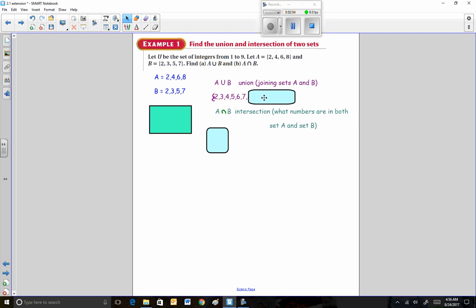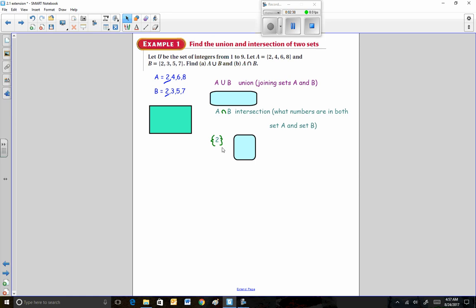Now, let's take a look at an intersection. This symbol right here means intersection, and it means what do they both have in common? What numbers are in both set A and set B? So what I usually like to do is I take a pen and I write underneath the two sets. What do they both have in common? They both have a 2. I'm looking to see 3 and 4, 5, 6, 7, 8. So basically, the only thing these two sets have in common is a 2. So if that's true, we just go ahead and write down the number 2.